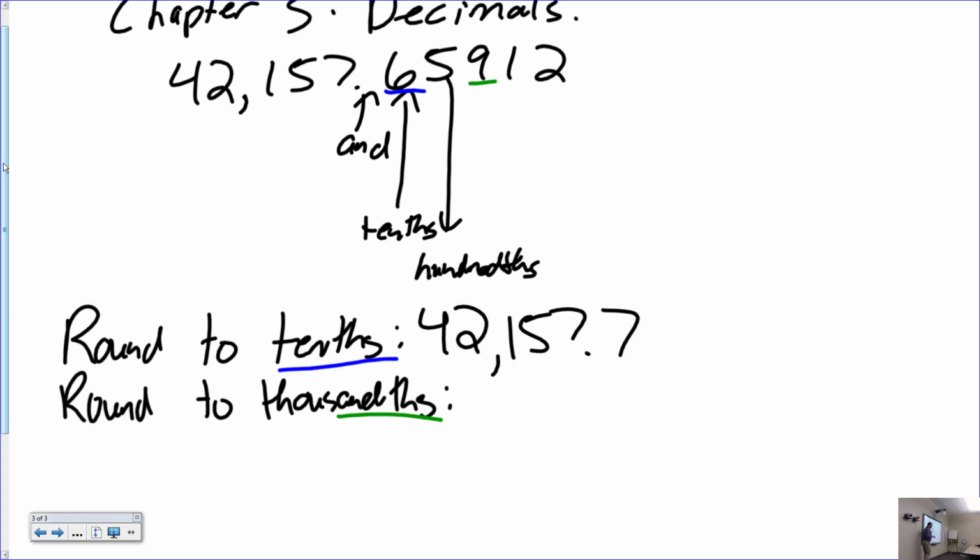So this is like it never existed, right? So this goes to 42,157 and 659 thousandths, okay? You don't have to put the zeros afterwards?